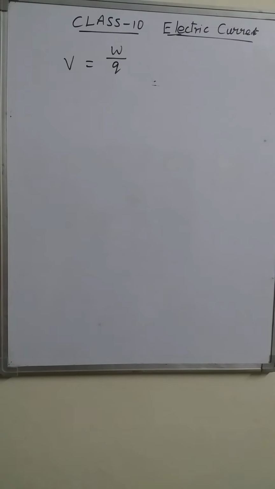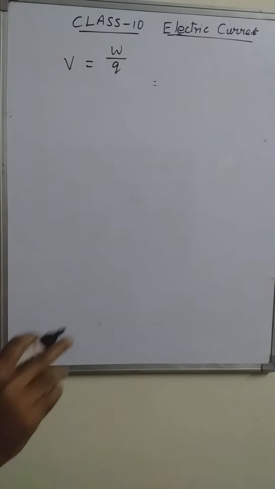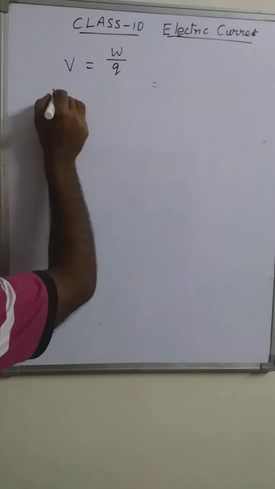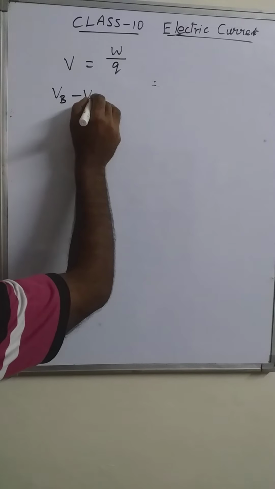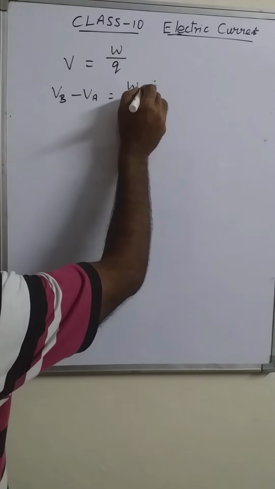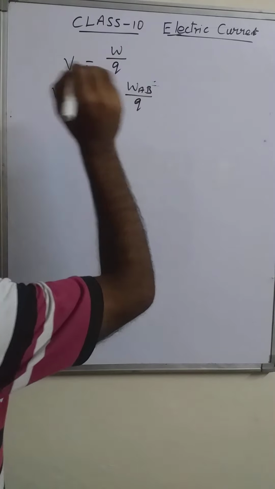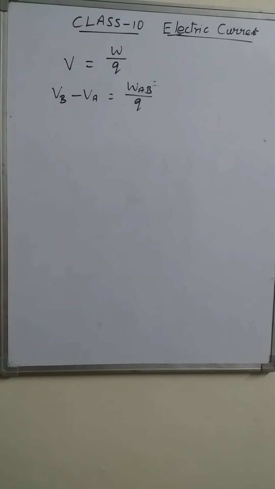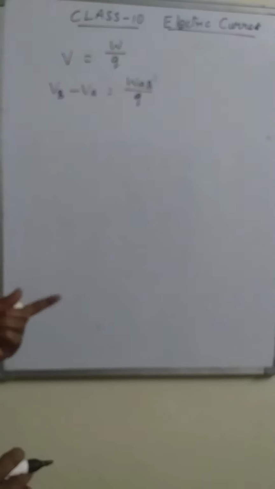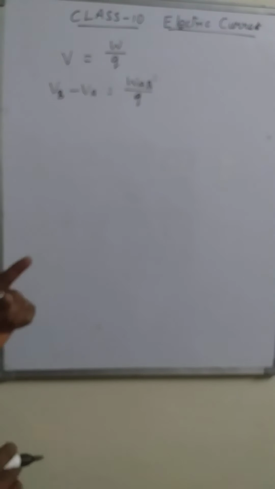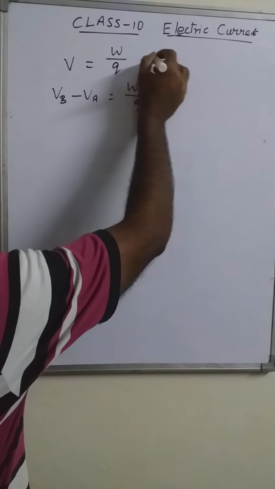Then potential difference. It is the amount of work done to bring a unit positive charge from one point to another point inside the electric field. That is potential difference. For this, we have the formula VB minus VA equal to WAB upon Q. Both are quantities in which work is done to move a charge. In the first case, from infinity to a point. In the second case, from one point to another point. Both are the same. Now, they are given units.